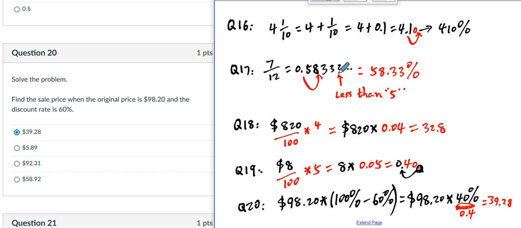We wanted to understand how to find a percent of a number. For this one, 4%, you will use 0.04 times the original number. It's always multiplication: original number times the decimal, which is the percent moved 2 digits to the left, as a decimal number. Okay? All right.